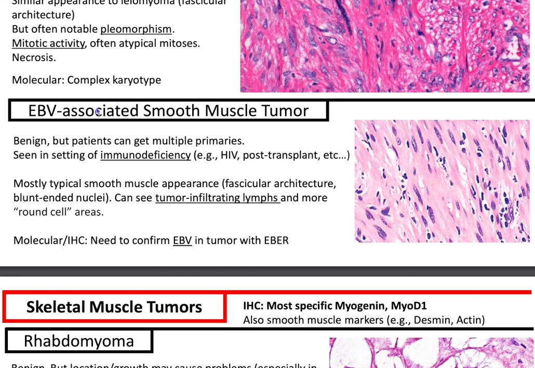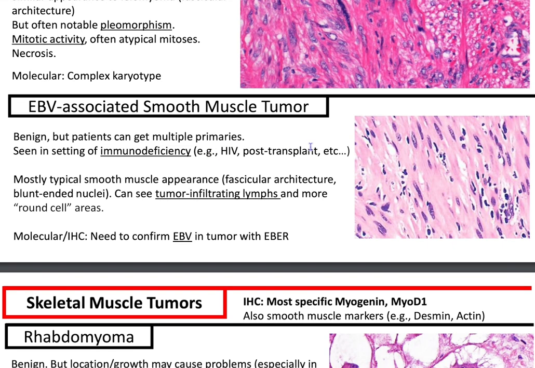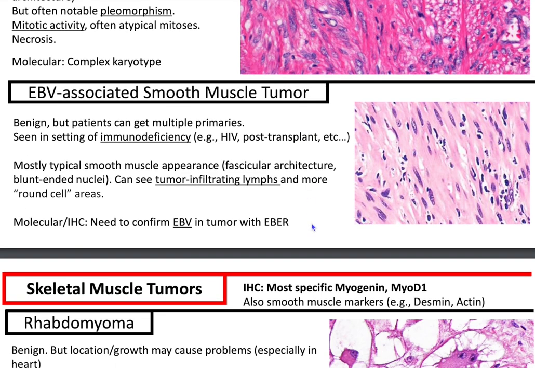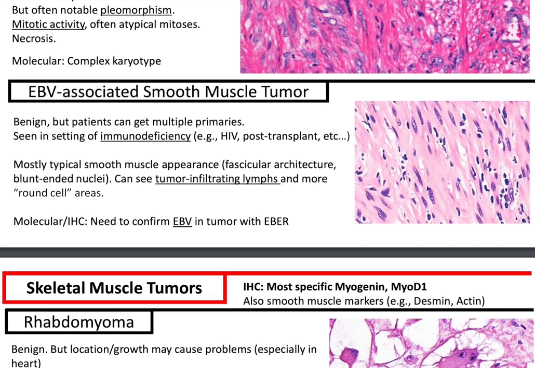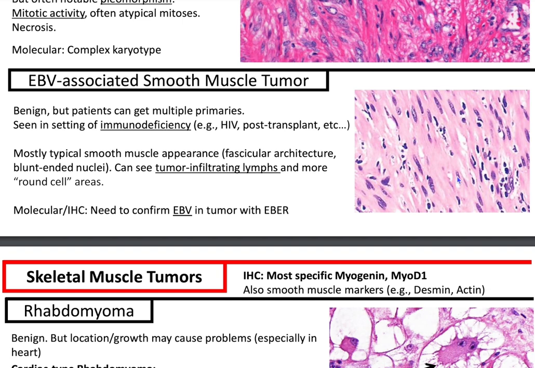EBV-associated smooth muscle tumor. These are benign, but patients can get multiple primaries. It's seen in the setting of immunodeficiency. You have HIV, post-transplant patients, and it has mostly typical smooth muscle appearance with fascicular architecture and blunt-ended nuclei, and you can see tumor infiltrating lymphocytes and more round cell areas. But molecularly, you need to confirm that there's EBV in the tumor with an EBER in situ hybridization.